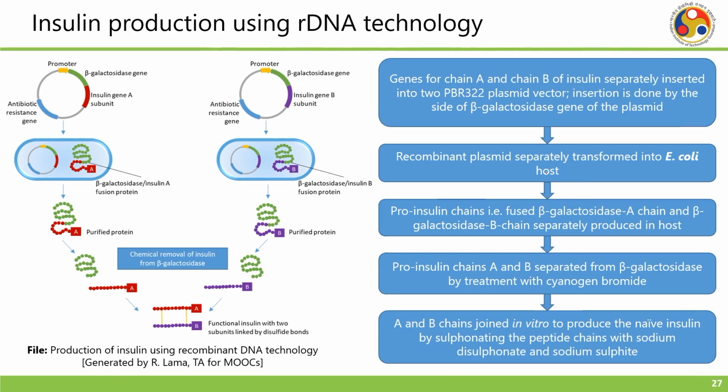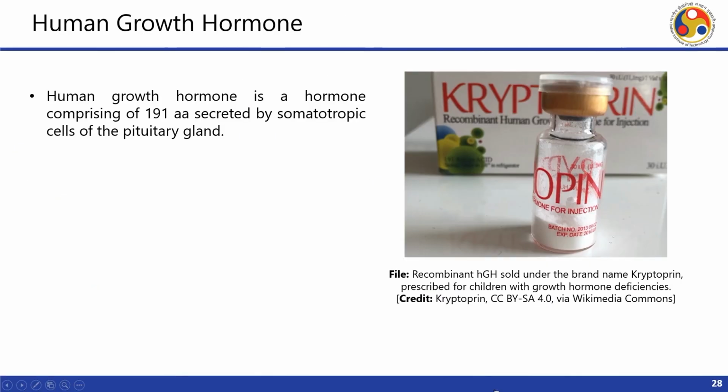So, basically you can see the recombinant plasmid separately transformed into E. coli host cells containing the A and B chain genes, and the pro-insulin chains, that is fused beta galactosidase A chain and beta galactosidase B chain, are separately produced in the host. Then these are separated from beta galactosidase by treatment with cyanogen bromide. A and B chains are joined in vitro to produce the native insulin by sulfonating the peptide chain with sodium thiosulfonate and sodium sulfite.